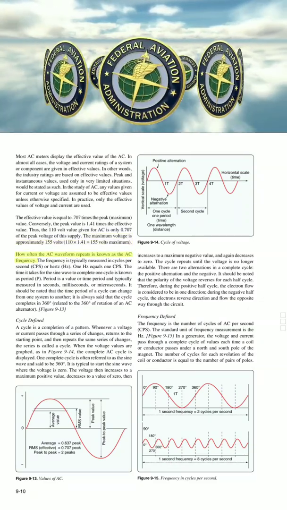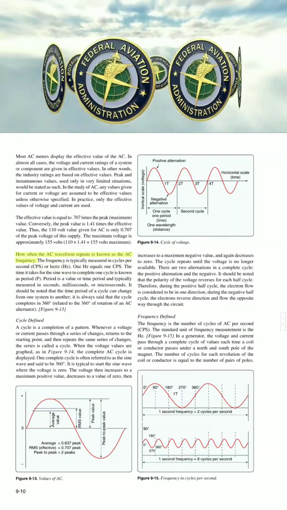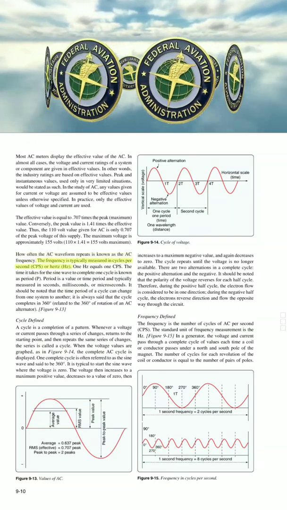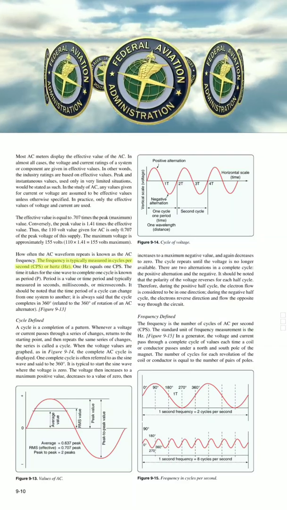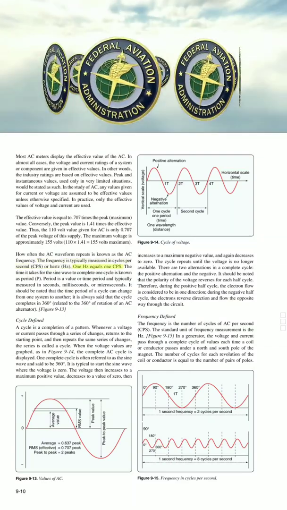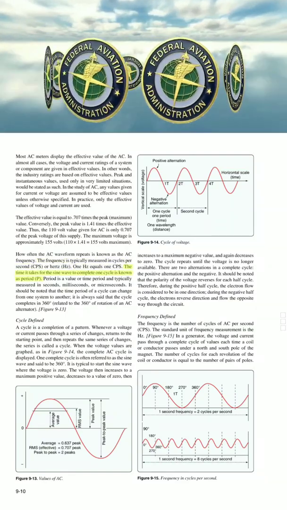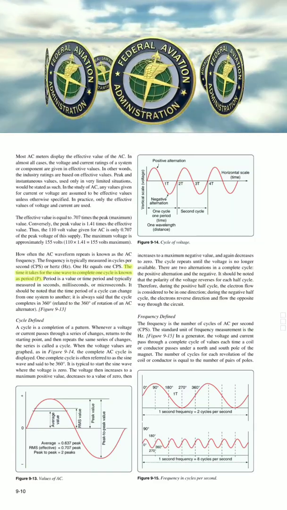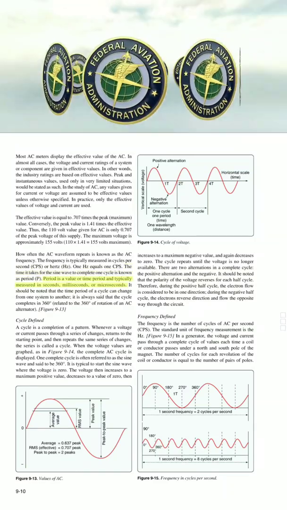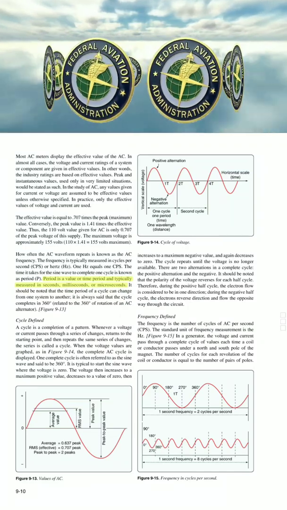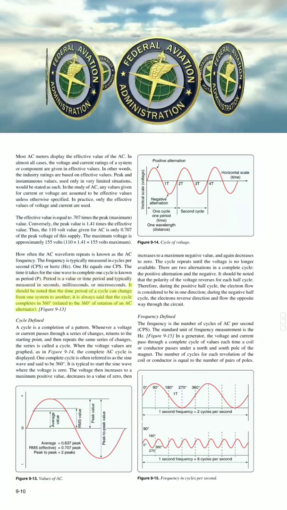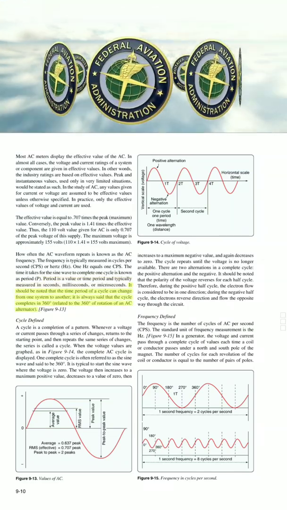How often the AC waveform repeats is known as the AC frequency. The frequency is typically measured in cycles per second, CPS, or Hertz, Hz. 1 Hz equals 1 CPS. The time it takes for the sine wave to complete one cycle is known as period, P. Period is a value of time and typically measured in seconds, milliseconds, or microseconds. It should be noted that the time period of a cycle can change from one system to another.